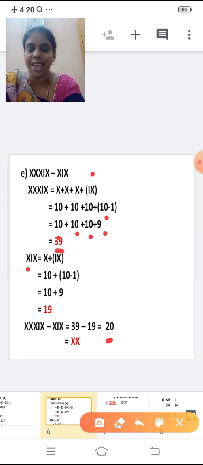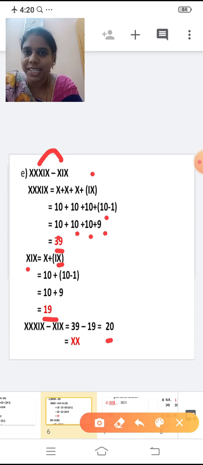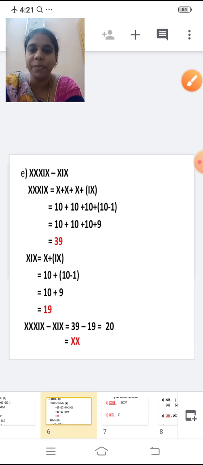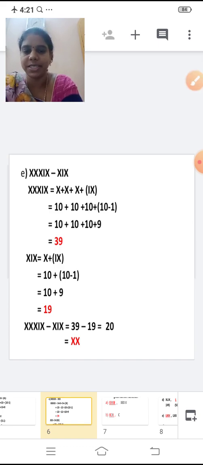Next one, XIX. X plus IX. What is the value of IX? You all know, right? 9. So 10 plus 9, 19. Now you're going to subtract this, right? XXXIX minus XIX is equal to 39 minus 19. So the answer is 20. After that, what you're going to do? Change that into Roman numeral. So the answer is XX.